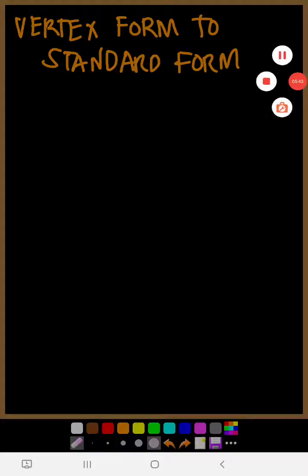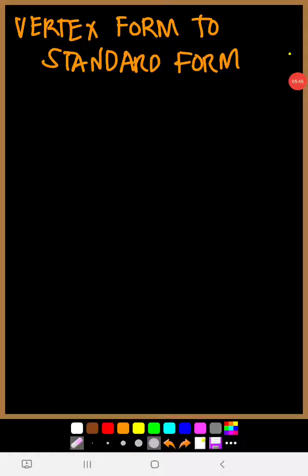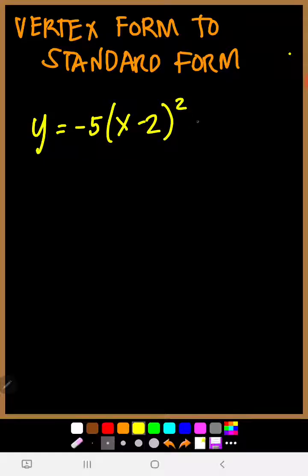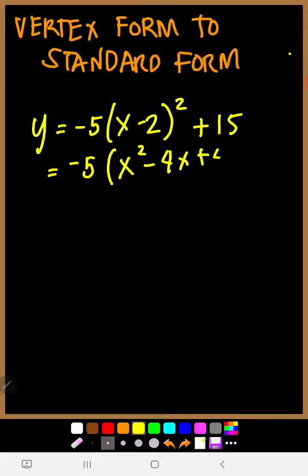Okay, another example. Given the vertex form, y is equals to negative 5 times quantity x minus 2 squared plus 15. Again, you will have to square the binomial. So, just copy negative 5. So, our binomial is x minus 2 squared. So, that is x squared minus 4x plus 4, close parenthesis, plus 15.